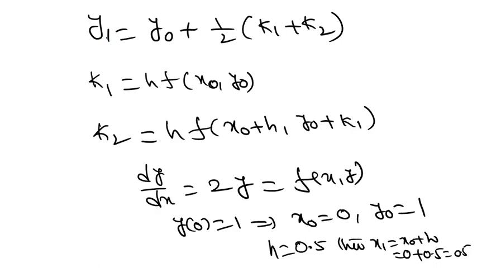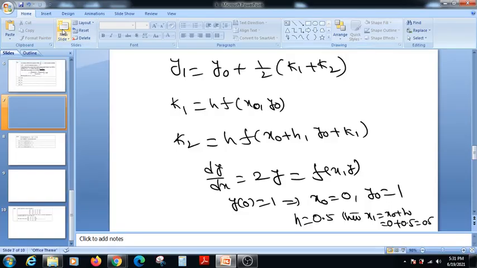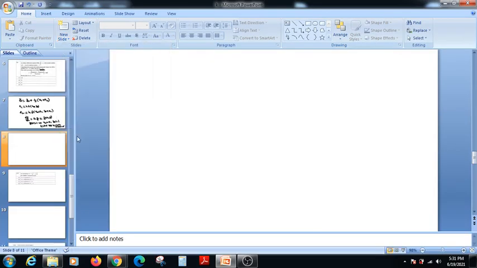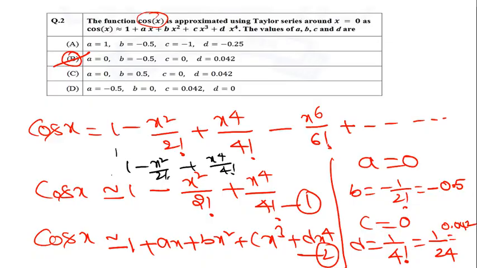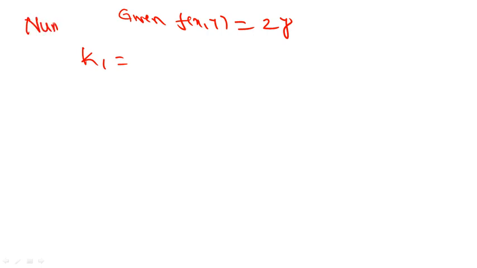Given f of x comma y is 2y. Okay, so k1 equal to... I would like to find the numerical solution.